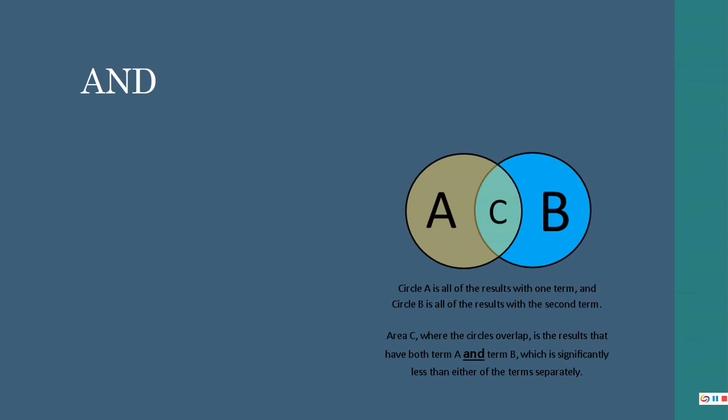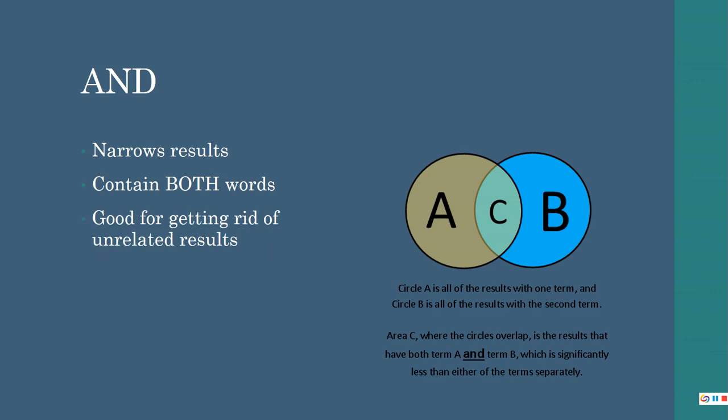It might seem like and would give you more results, but it actually narrows your search down by looking for items that contain both words instead of just one. This is good to use when you get lots of results that aren't really related to what you want. Your term may be found in conjunction with other topics that you don't want. You will want to choose another term that will narrow the results down to your specific topic.